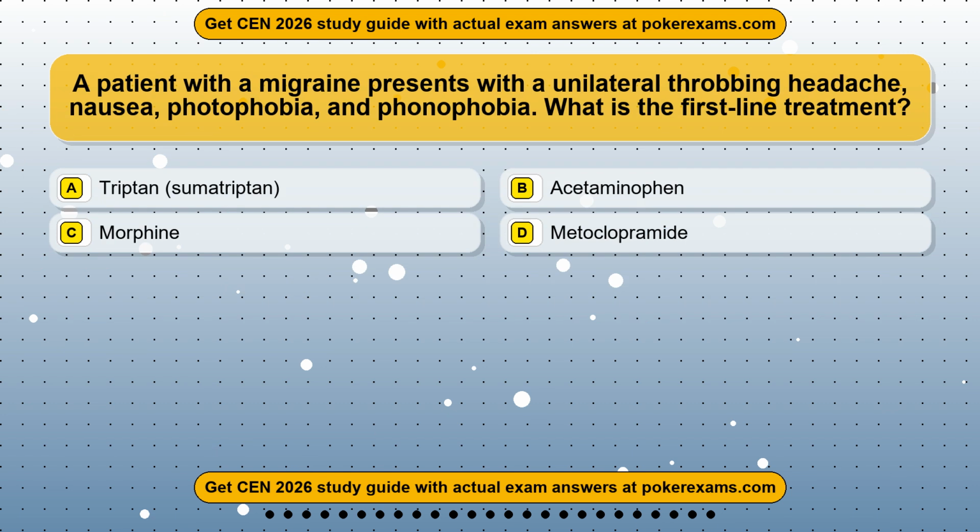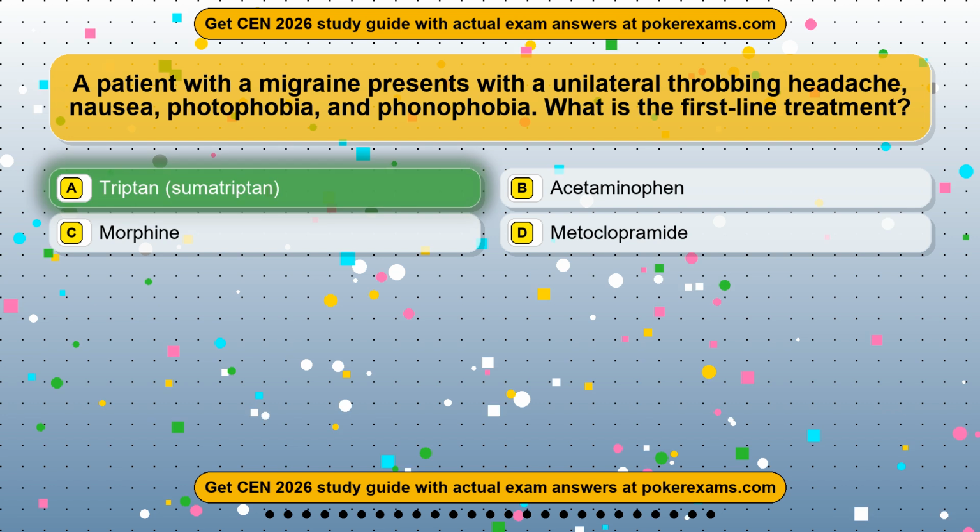Question 22. A patient with a migraine presents with a unilateral throbbing headache, nausea, photophobia, and phonophobia. What is the first-line treatment? Option A, triptan, sumatriptan. Option B, acetaminophen. Option C, morphine. Option D, metoclopramide. The correct answer is option A. Triptan, sumatriptan.